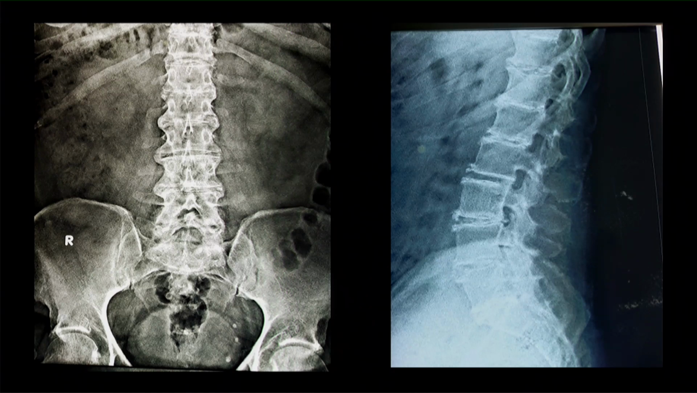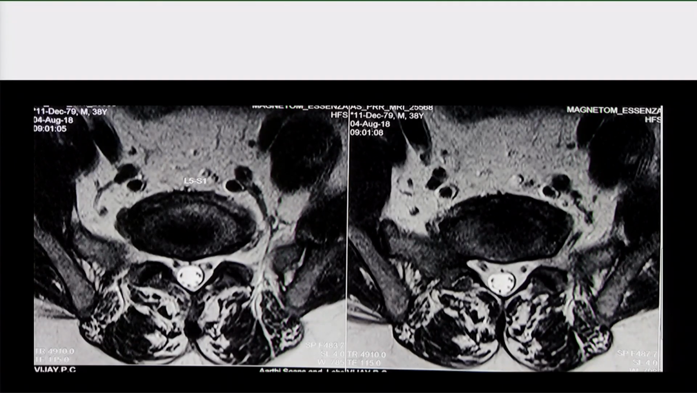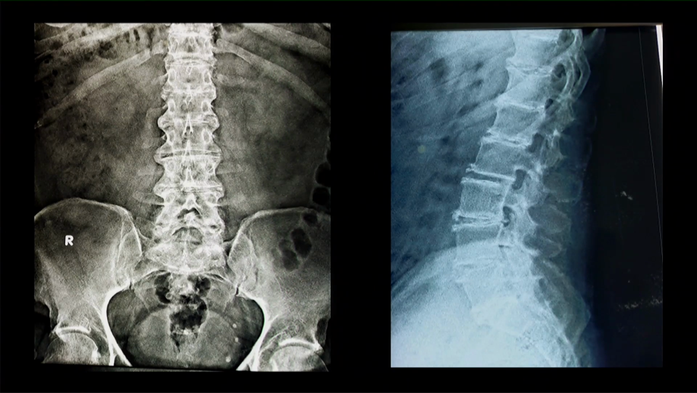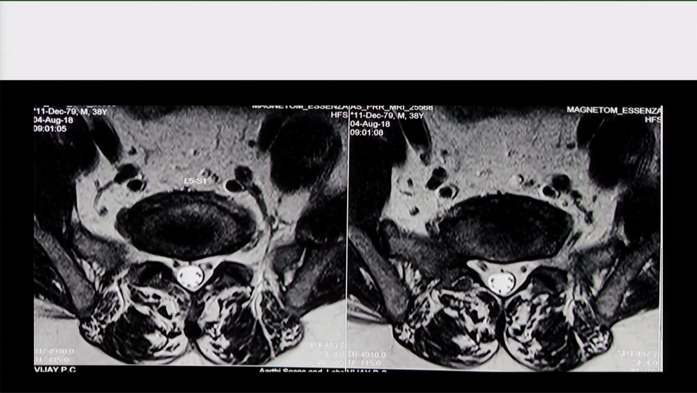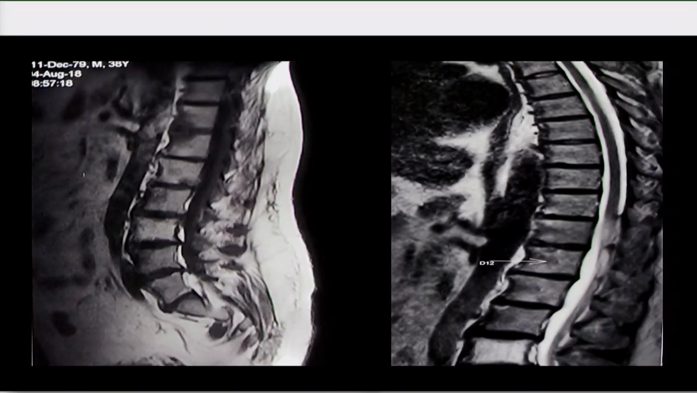In the AP view, we can see the bony bridges connecting the several vertebrae, and in the lateral view, we can also see the intervertebral disc calcification. And he had an MRI done outside where the sacroiliac joints were normal. Here in the X-ray also you can see the sacroiliac joints are relatively spared, and this was again confirmed by the MRI, which was normal.